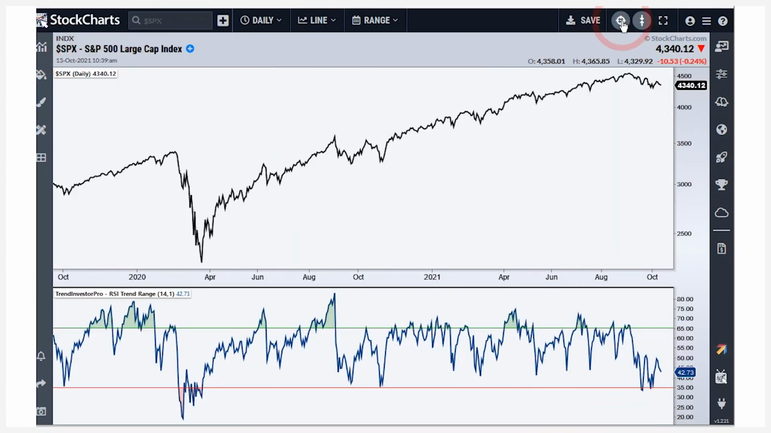And I'm going to take off the crosshairs here. So you can see it turns green when you get above 65, and that shows strong upside momentum. And then it turns red when it goes below 35, and that shows strong downside momentum. Now, this is not a new concept.